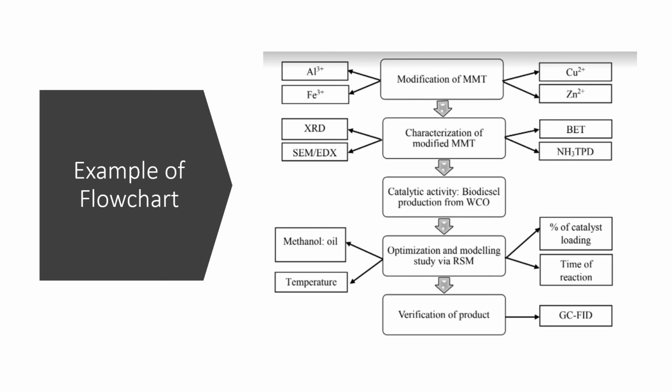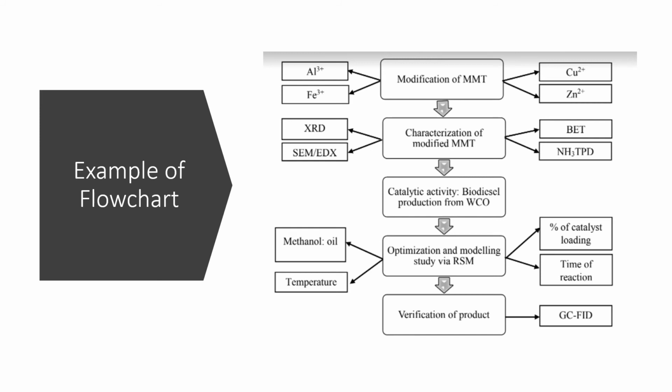Okay, next, after finish producing the catalyst, they use the catalyst in biodiesel production. So the next step is they produce the biodiesel. After the biodiesel production, they need to do the optimization. Optimization dia menggunakan RSM. So what they study during the optimization: they study methanol to oil ratio, temperature, percentage of catalyst loading, and time of reaction. Once you have finished the biodiesel production, then you have to verify the product.